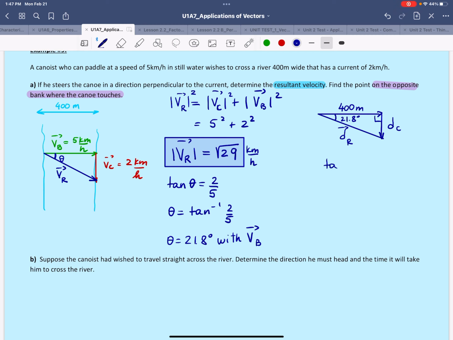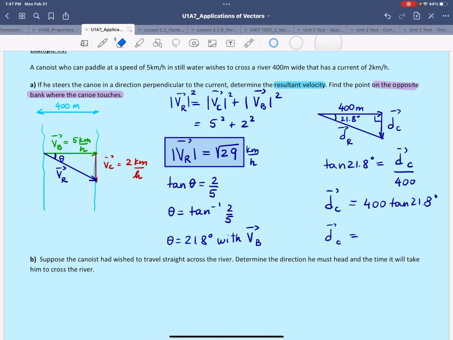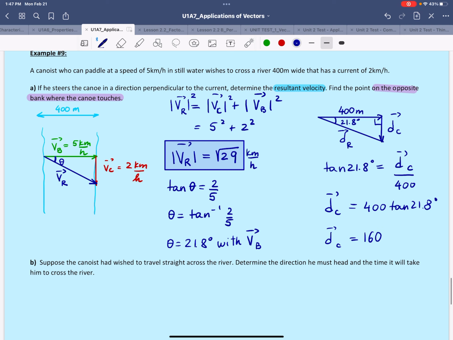So we'll say that tan of 21.8 degrees would be equal to the displacement caused by the current divided by 400. So the displacement caused by the current will be equal to 400 tan 21.8 degrees, and we'll say that this will be 400 times the tan ratio of the angle, about 160 meters. So we're going to say that the canoe will land 160 meters far from the direction perpendicular to the current, so from here to here.